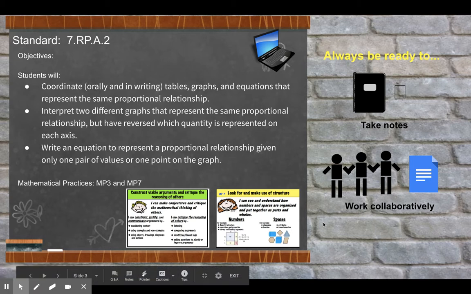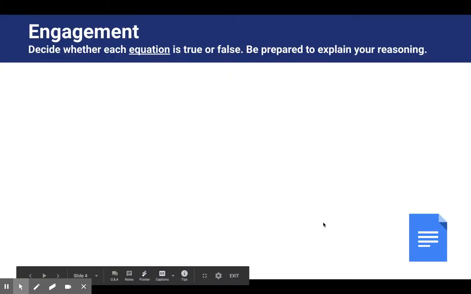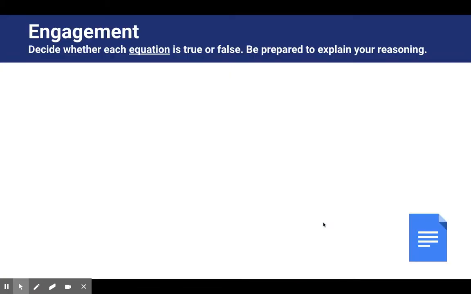Okay, so let's jump right into our engagement activity for today. You can also find this in your student companion. As we are completing this, you should be completing your student companion that is in Google Classroom. You want to decide whether each equation is true or false, and be prepared to explain your reasoning. So let's look at the first one. We want to know if 3 halves times 16 is actually equal to the same value as 3 times 8.